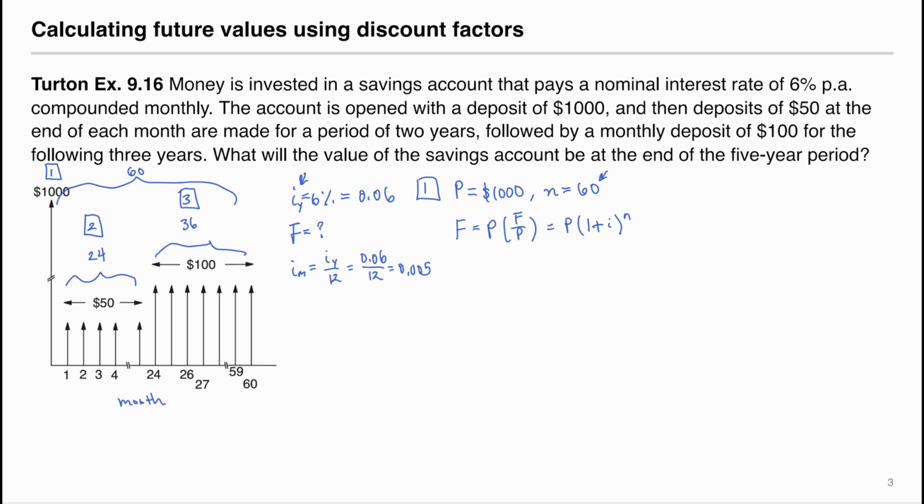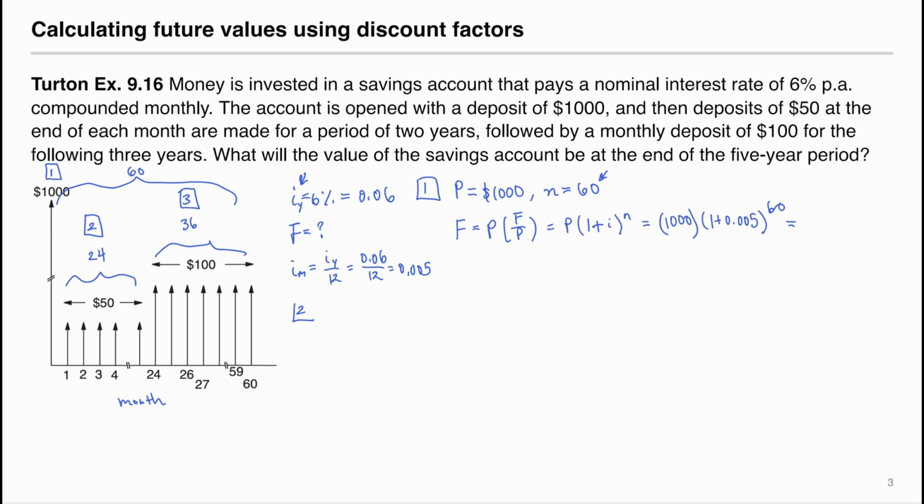So we can plug in numbers. 1,000 plus the monthly interest to the power of the amount of months that it is compounded. And it can be calculated with a numerical value.